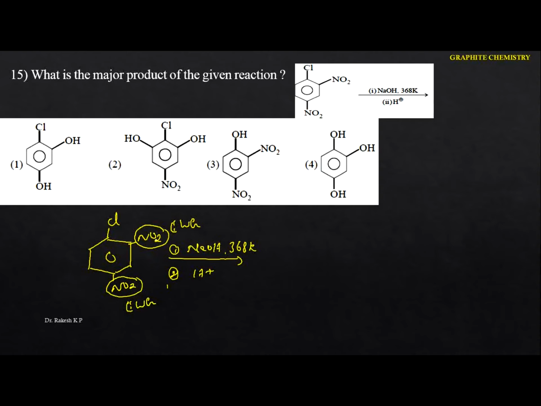That means this undergoes the reaction, and finally here we are going to get the OH. So the Cl is replaced by the OH, and this nitro group remains as it is here. This is the product you are going to get, that is nothing but 2,4 dinitrophenol. Now we have to identify the option in this case. The option is the third one.